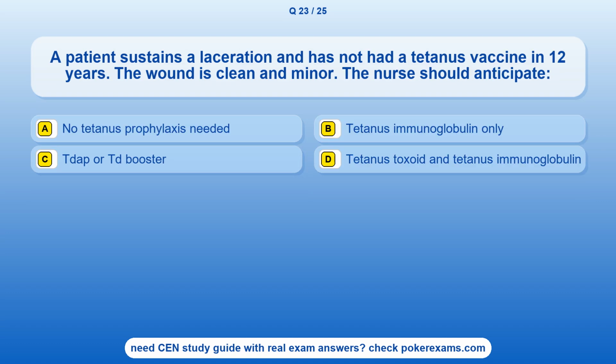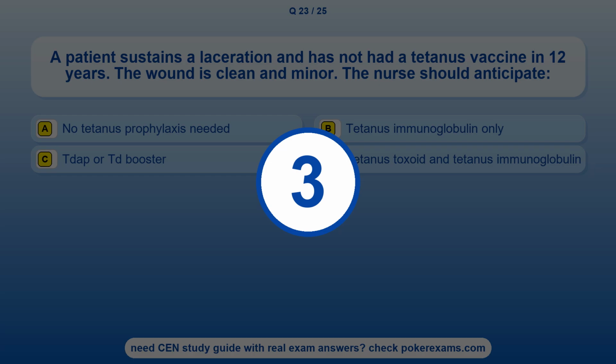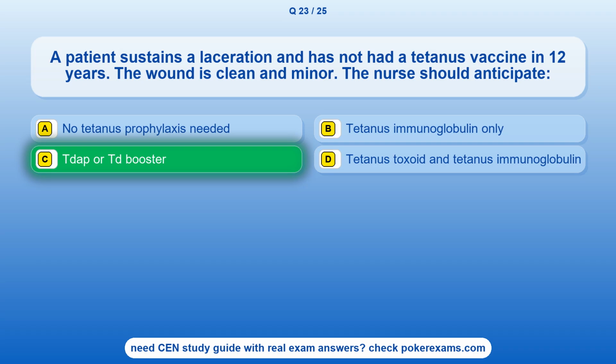Question 23. A patient sustains a laceration and has not had a tetanus vaccine in 12 years. The wound is clean and minor. The nurse should anticipate. Option A, no tetanus prophylaxis needed. Option B, a tetanus immunoglobulin only. Option C, Tdap or Td booster. Option D, a tetanus toxoid and tetanus immunoglobulin. The correct answer is option C, Tdap or Td booster.